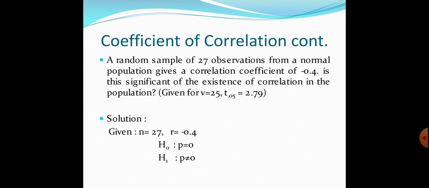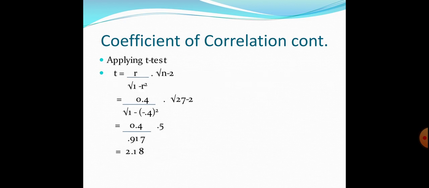Given that n is 27 and r, the correlation, is negative 0.4, we set the null and alternative hypotheses. The null hypothesis is that rho is equal to 0, and the alternative hypothesis is that it is not equal to 0. Now applying the t-test, you put all the values in the formula and you will get the value of 2.18. This is your calculated value. Now you have to compare this calculated value of 2.18 with the tabulated value from the table. Remember this value 2.18.